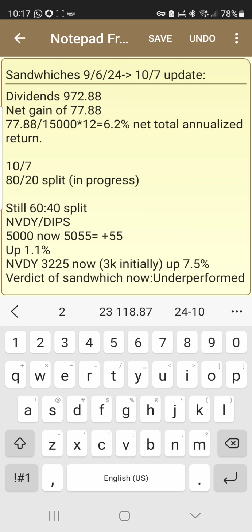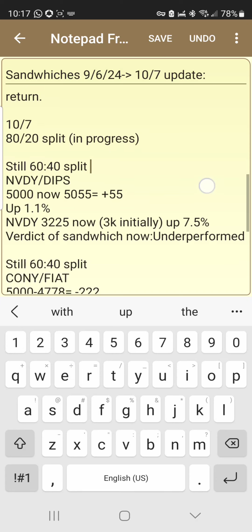I just want to give you guys some context. I am going to be increasing these sandwiches as we get into the week of dividends, because there are A, B, C, D groups. So let's start with NVDY dips. NVDY dips is still at a 60-40 allocation. Like I said, at the end of this week, because there are dividends coming out this week, we're going to bump it up 5K.